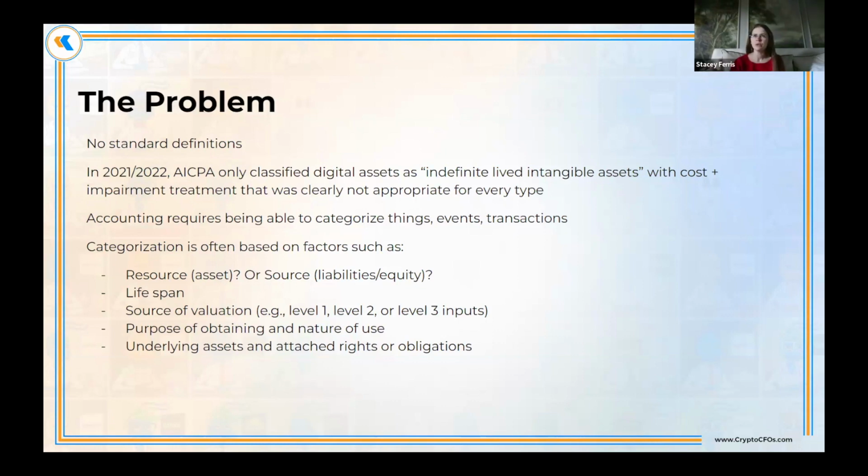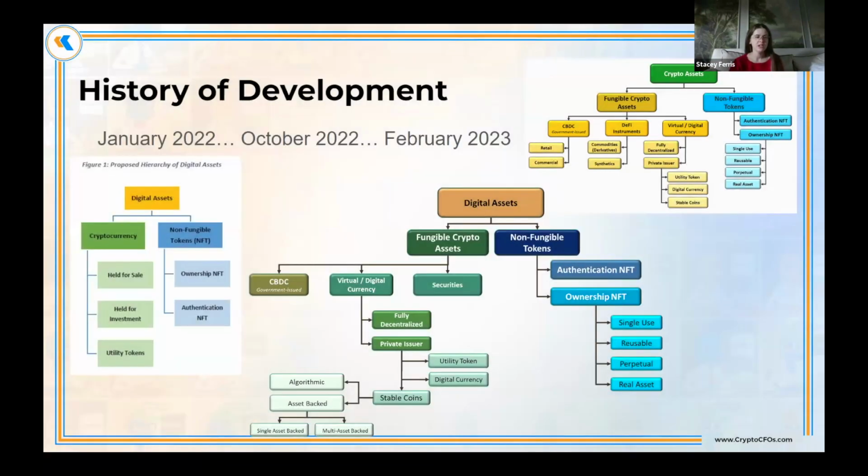And as I went along, I was putting the different forms of the hierarchy in front of other people. But here's the history of development. In January 2022, over there on the far left of the screen, you can see initially I was looking at digital assets, and I always had that break between cryptocurrency and non-fungible tokens. Initially I was looking at crypto as held for sale, held for investment, or a utility token. So I was originally thinking about the purpose of use. And I was thinking about how you account for securities, because back in 2021, there was a lot of talk of, well, crypto is kind of like securities and fair value would be appropriate. And so we were trying to work through that.